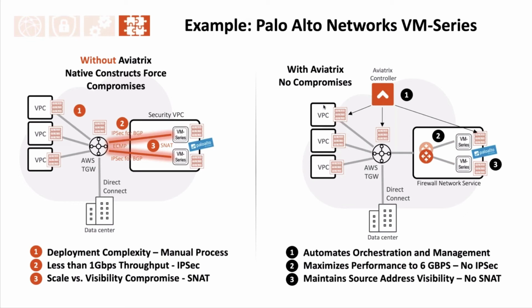And then finally, as you scale out using ECMP, using the native capabilities, you actually have to support SNAT on each one of the VM series firewalls.